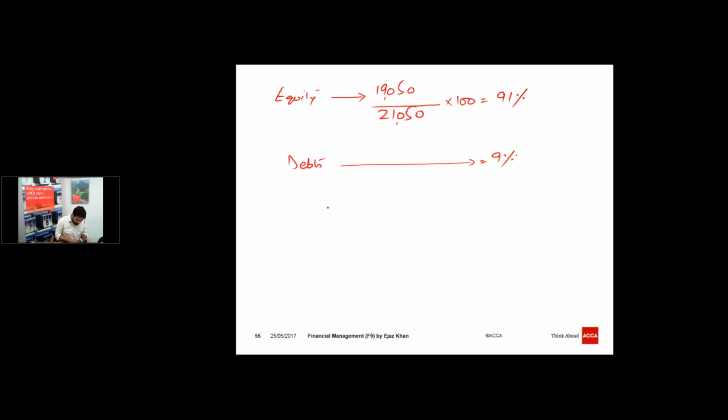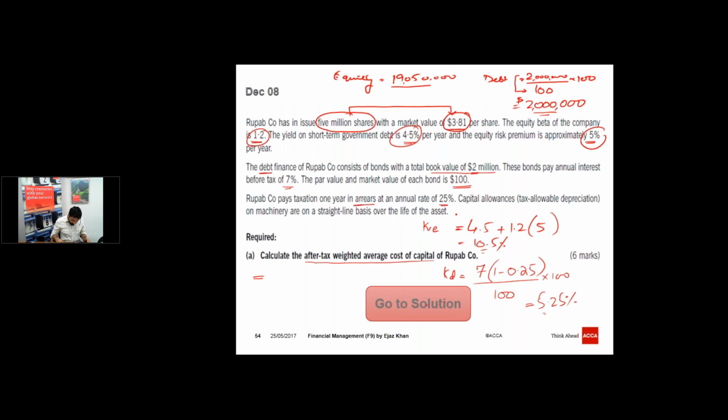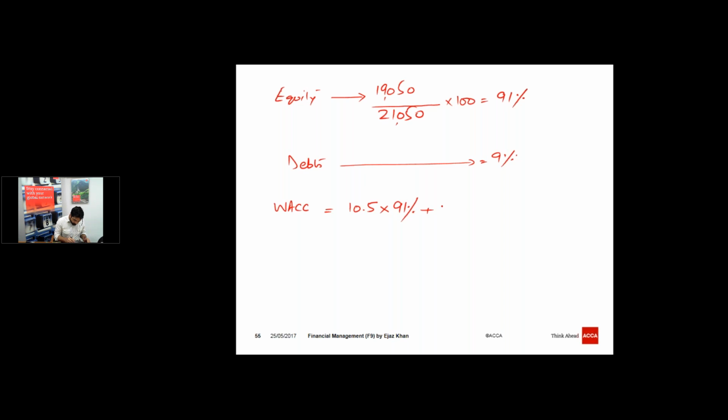So 9%. Okay, let's now calculate WACC. Cost of equity is 10.5%, and we'll take 91% of 10.5. Cost of debt was 5.25%, and we'll take 9% of it since the debts are 9%. So what's the average value? WACC is 9.5%. Okay.